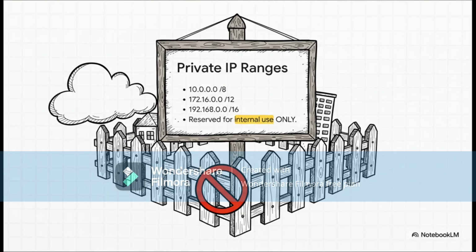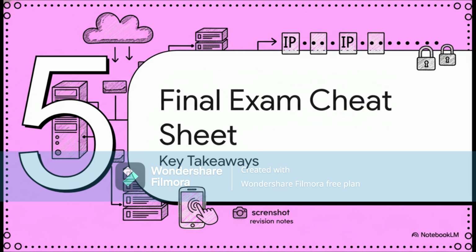And what about those devices? They use private addresses from these special reserved ranges. Now pay attention, because this is a huge detail for exams. If you see an address starting with 10, or 172.16, or 192.168, that's a private IP. It only works inside your own home network. The best part is, millions of homes can all reuse the exact same 192.168 addresses, because they never go out onto the public internet. Whew, okay, that was a lot.